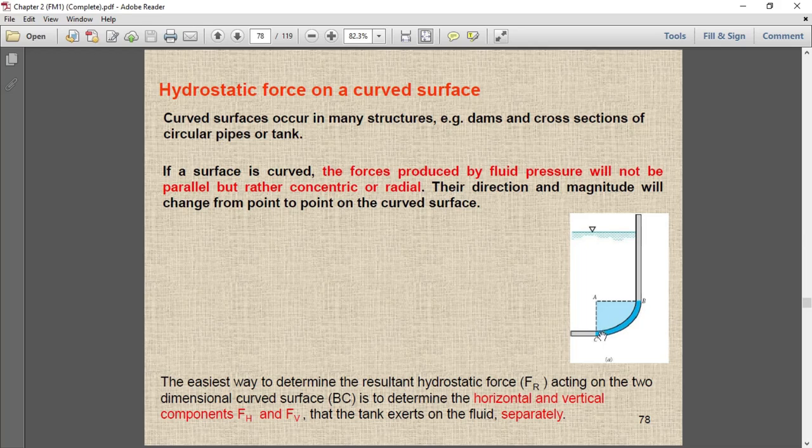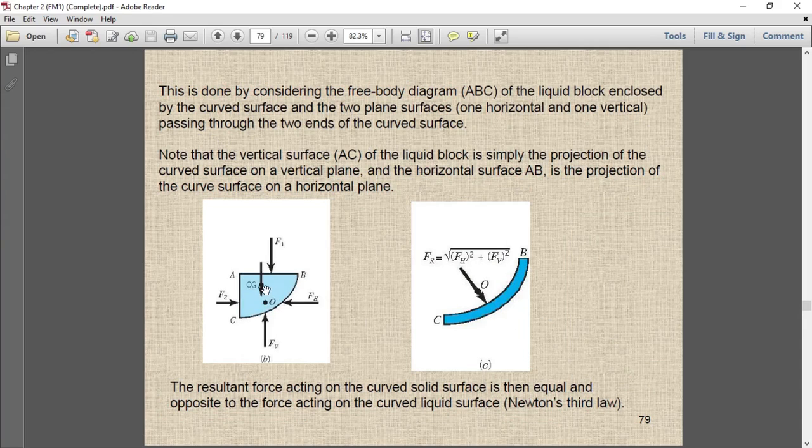If you want to find out the net resultant force acting on this curve, what is the best way to do it? The horizontal and vertical components FH and FV, that the tank exerts on the fluid separately, because you see FH and FV are the reactive forces. Let's move on to the next slide. This is the reactive force by the tank on the fluid. So if we can calculate these two reactive forces, we can easily calculate the net resultant force acting on the fluid.